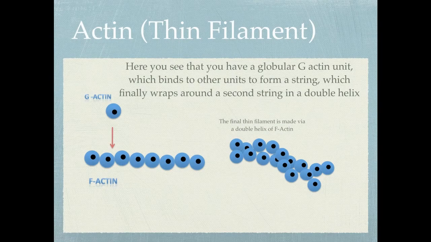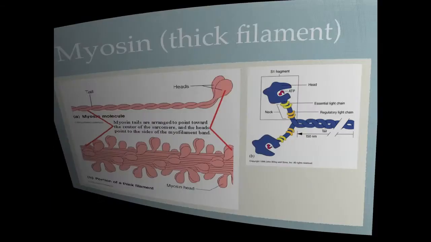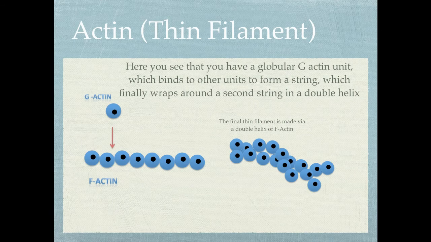Here's the actin molecule. You see that you have these small globular molecules, and if you notice, each of those molecules has a little black dot. That black dot is a binding site. So what do you think binds to those binding sites? Well, if you go back, it's the head of the myosin. So you have G-actin, which is bound in a string forming F-actin, and that forms a double helix. The main thing you want to know is that actin has several binding sites on it, and the head of myosin binds to those binding sites.